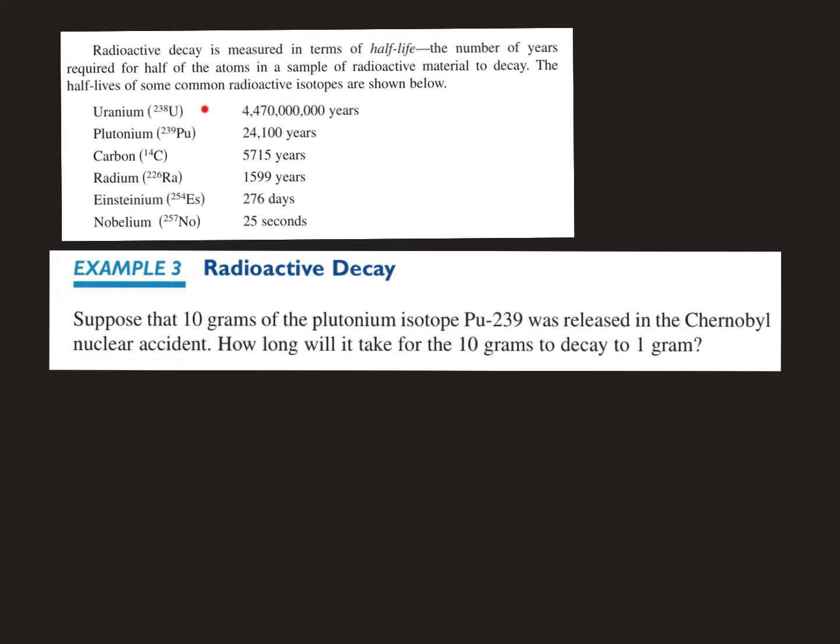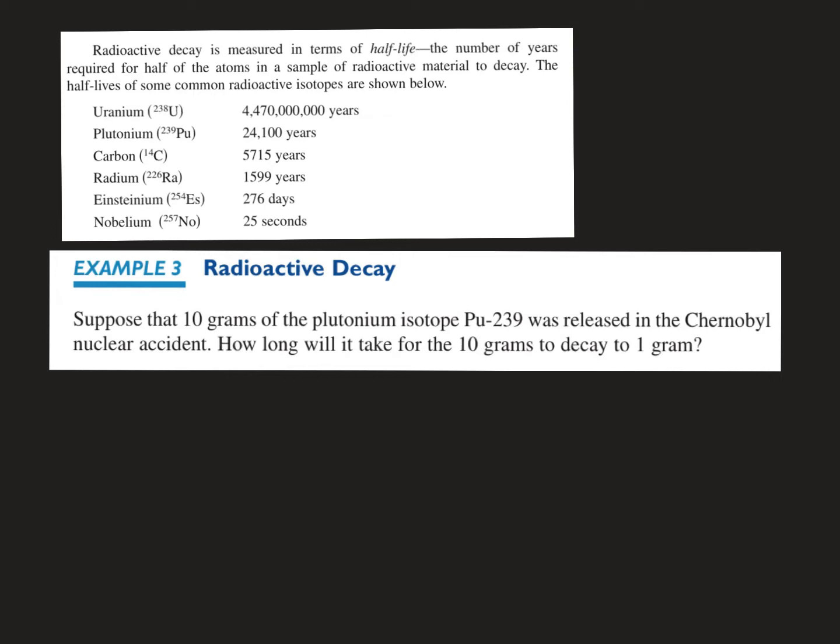Here, just from your book, I snipped some of the common half-lives. We can see that different elements have vastly different half-lives, like 24,000 years versus 25 seconds for half of a certain amount to remain. So this example here is dealing with plutonium, and this 10 grams of it was released in the Chernobyl nuclear accident. We want to know how long will it take for the 10 grams to decay down to 1 gram.